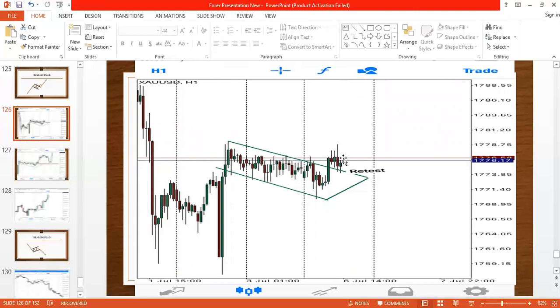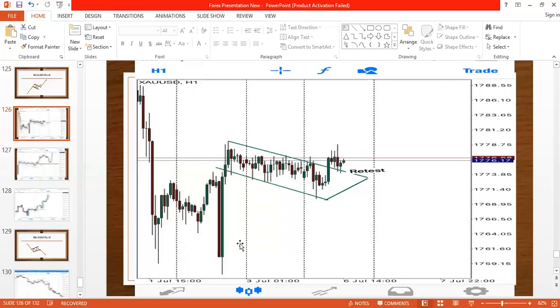I told everybody to buy gold. I didn't tell them why, because I hadn't discussed what the flag is yet. So I assumed that if I had posted this analysis, a lot of people wouldn't understand. Apologies for not posting the analysis. After this video, I'm sure you'll understand why I called that buy.